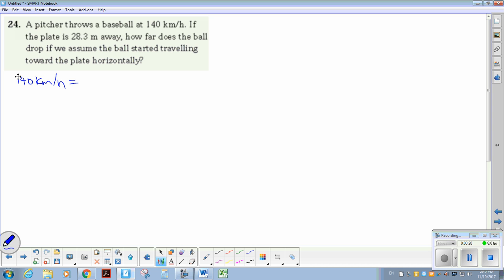So 140 divided by 3.6. So the pitch was launched at, let's call it, 38.9 meters per second. The plate is 28.3 meters away. So if we give ourselves a little bit of a diagram to help visualize, a very accurate diagram, here's the ball being thrown. Here's home plate. So that distance, the 28.3, is the horizontal distance.